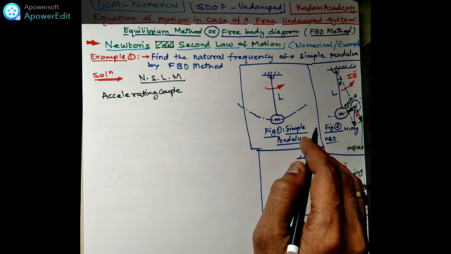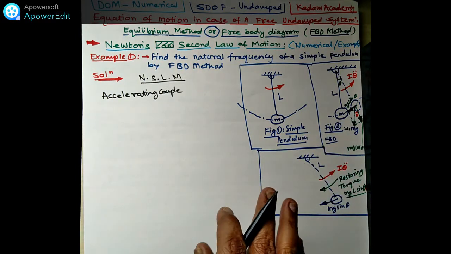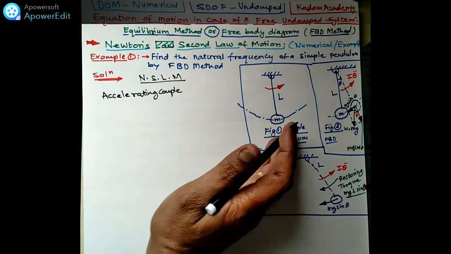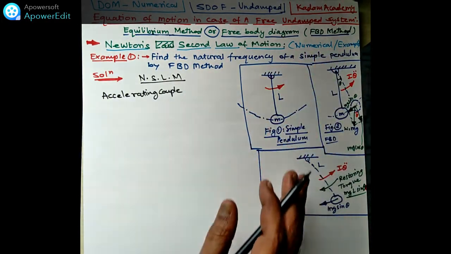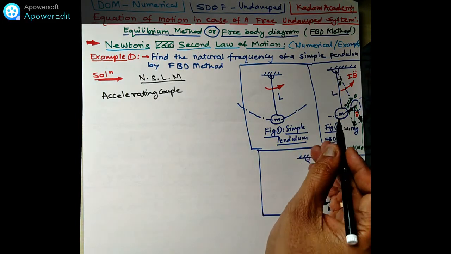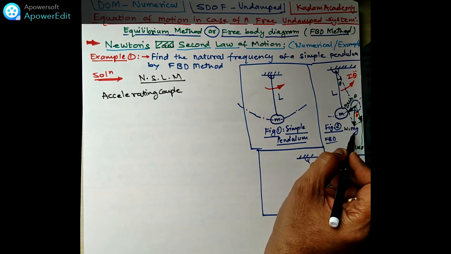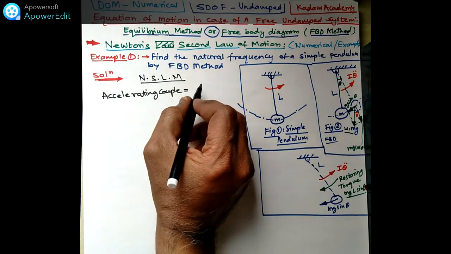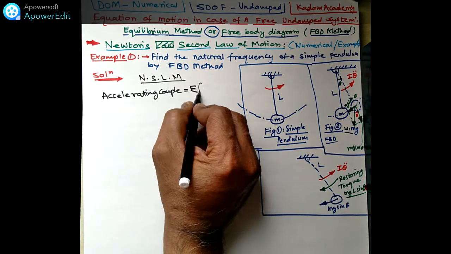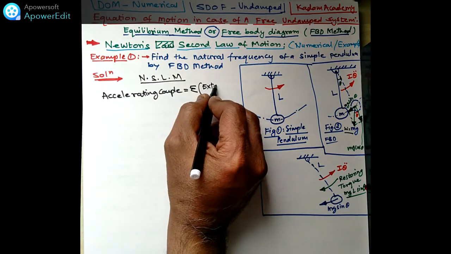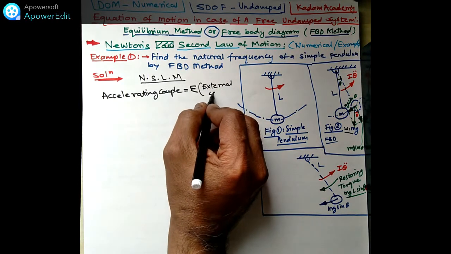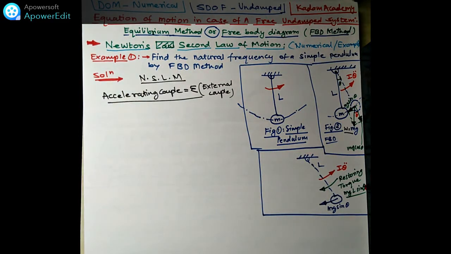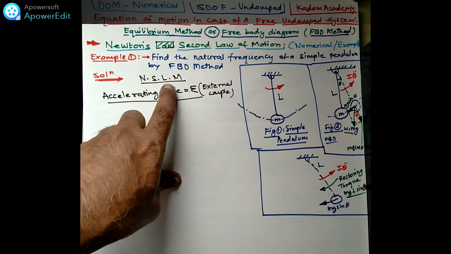Theta double dot is the acceleration. The accelerating couple will be I theta double dot, and the external couple will be generated due to the mass, mg. So the accelerating couple is equal to the summation of all the external couples. This is the statement of Newton's second law of motion.